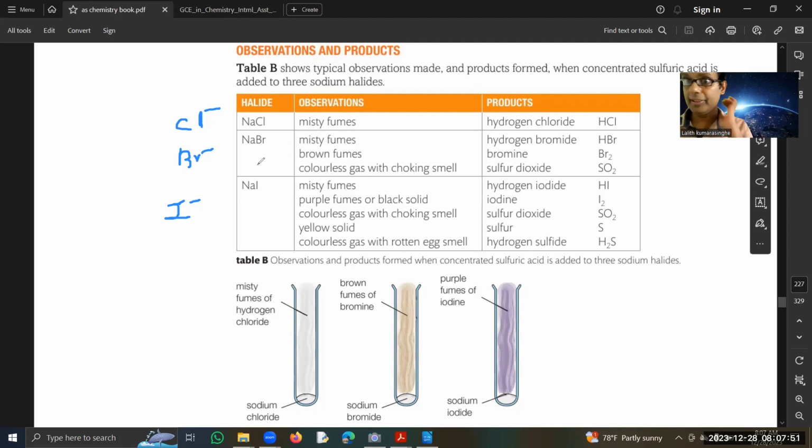That's the most common test. That's what you know from your O level, but this is the A level test, something new to you. Therefore, there's a tendency you will forget this A level as well as O level.